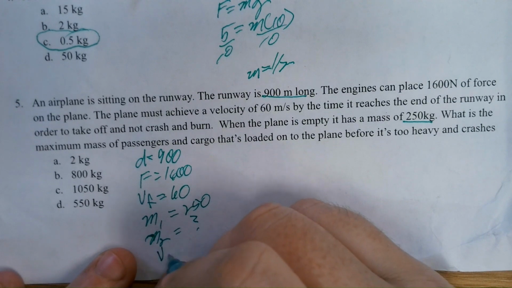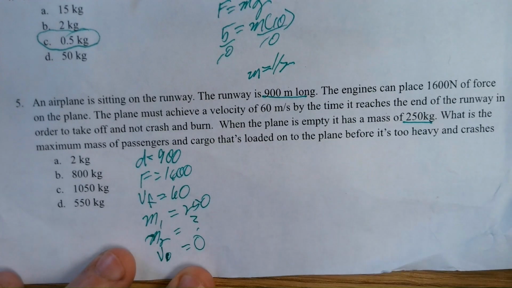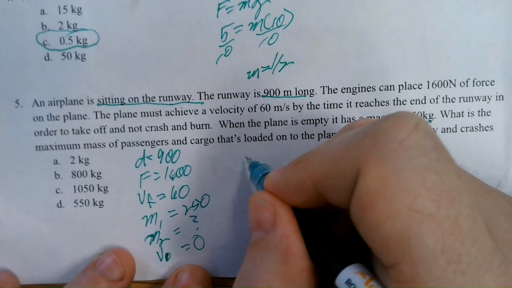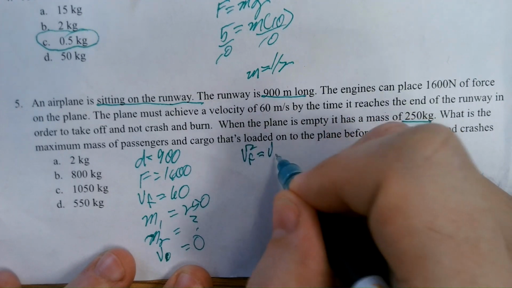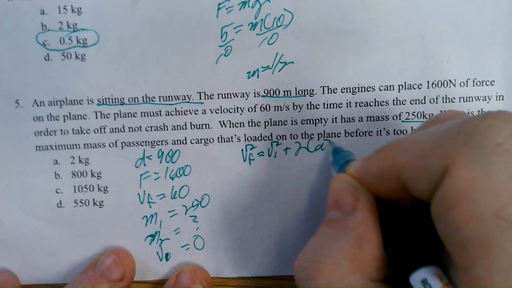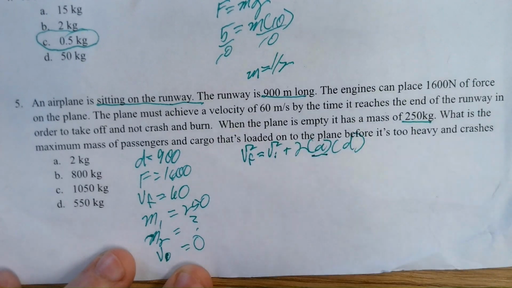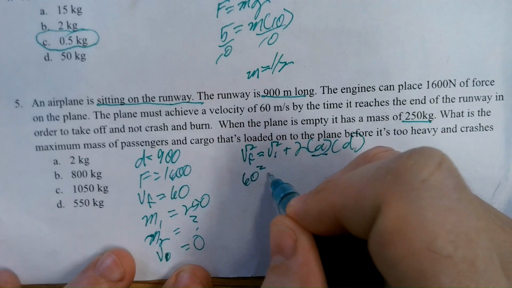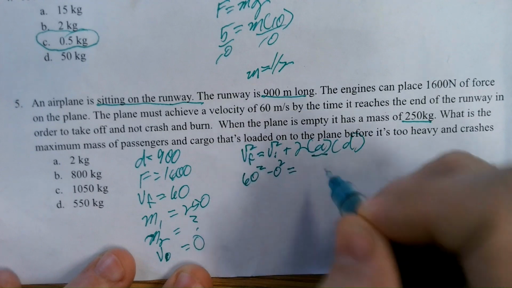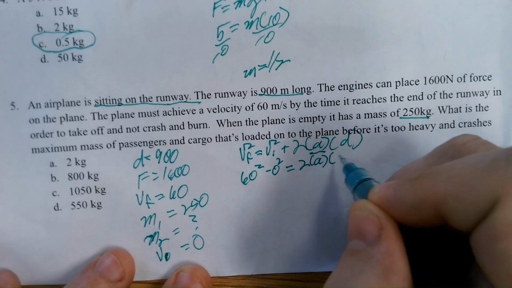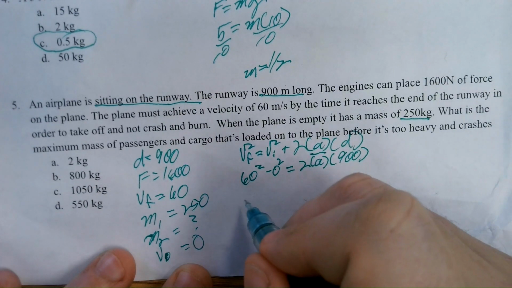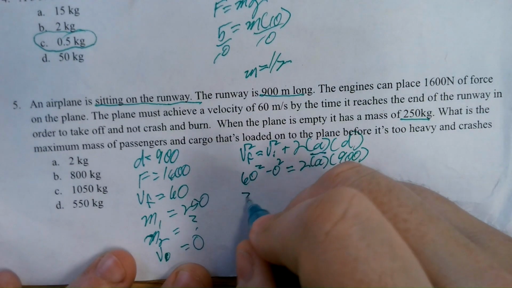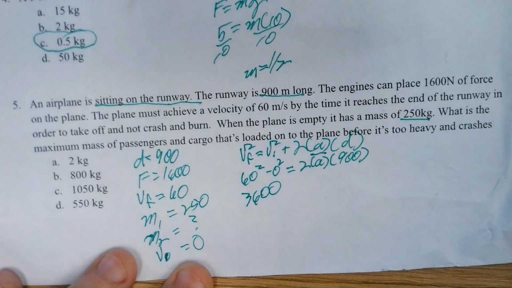Well, I have an initial velocity of 0, right? It's sitting on the runway. So let's go ahead and put this into our distance equation, final velocity squared equals initial velocity squared plus 2 times the acceleration times our displacement, and I am looking for acceleration. So my final velocity is 60 squared minus 0 squared is equal to 2 times the acceleration times the displacement, which is 900. So this is going to be 60 squared, which is 3,600.